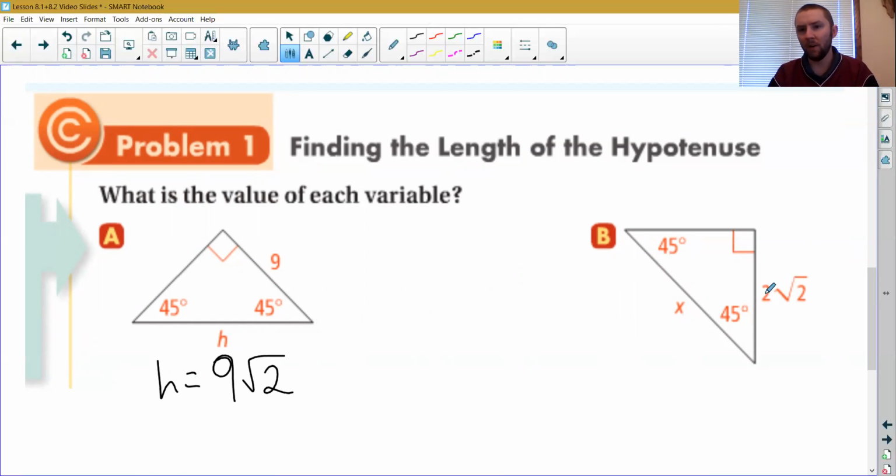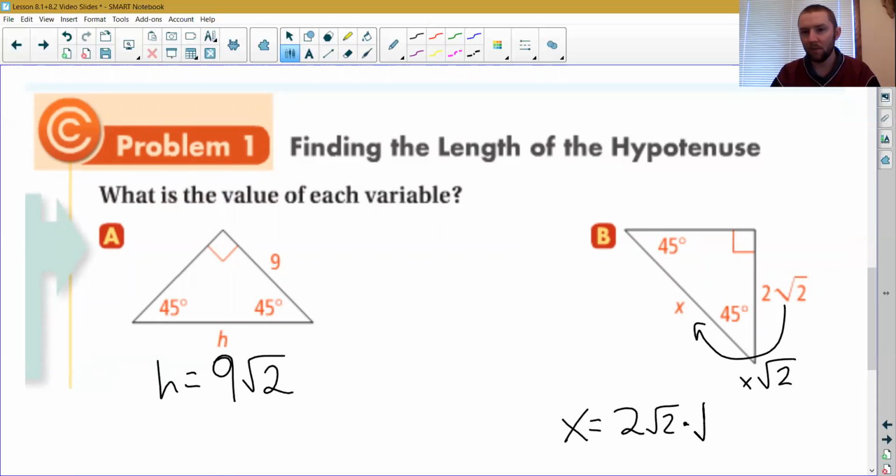Now over here, notice that my leg length this time says 2 radical 2. So 2 radical 2 already has that radical 2 on it, but to get to the hypotenuse, I need to multiply, or times, again by radical 2. So my hypotenuse actually ends up being 2 radical 2 times another radical 2.